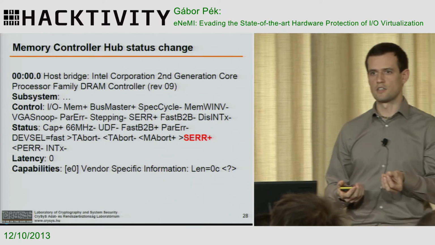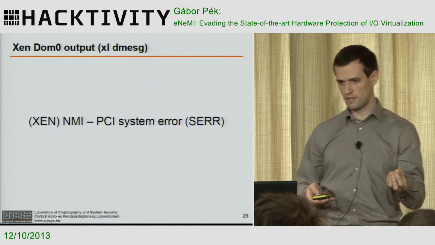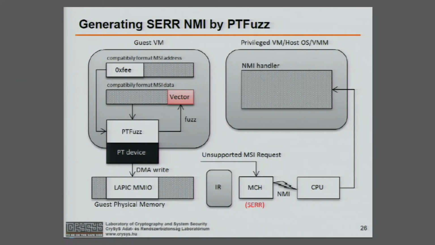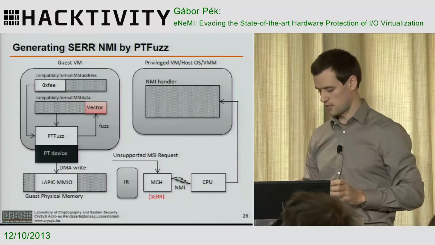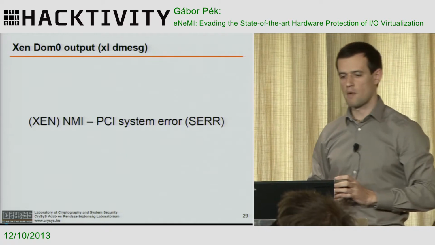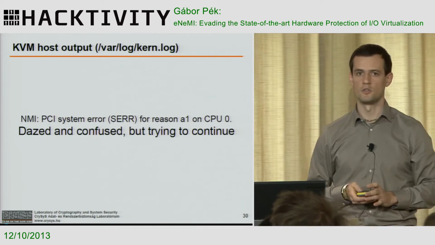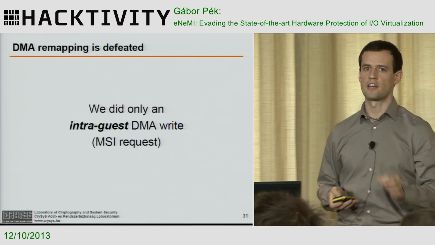The funniest thing here is you trigger a system error via software from the VM, and a host-side non-maskable interrupt handler is going to be executed. The memory controller hub gets into the state of system error, and as a result of the system error, a non-maskable interrupt is generated and triggered to the CPU, and the corresponding NMI handler is going to be executed. All right, what do we see? For example, on Dom0, we see Xen NMI PCI system error. Nice. On KVM, "Dazed and confused, but trying to continue." This is something that should not happen.